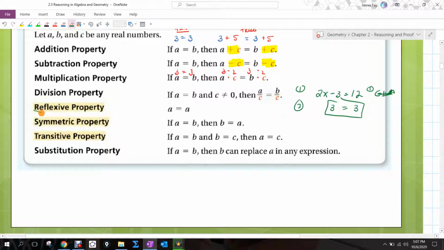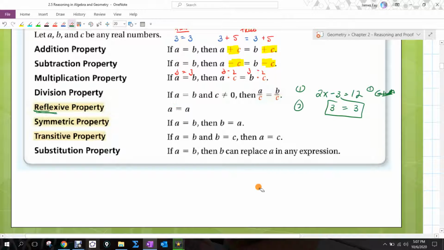The way I kind of remember the property is that it sounds like reflection. And if I think about my equal sign being a mirror, this side here is what I start with. Here's my mirror, and here's the reflection. And when I look in a mirror, my face and the reflection should be the same thing.